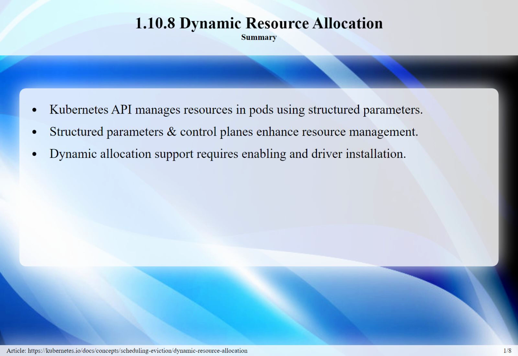Kubernetes version 1.31 features cluster-level API support for dynamic allocation but requires explicit enabling. Resource drivers must be installed, and API versions play a role in defining resources and claims for pods.